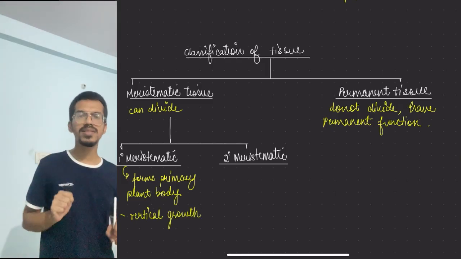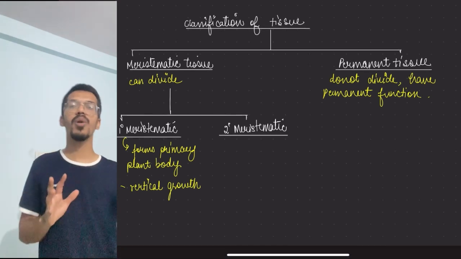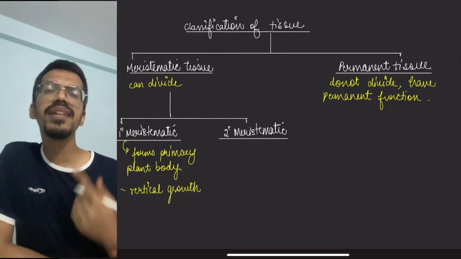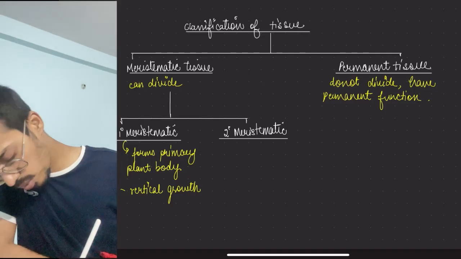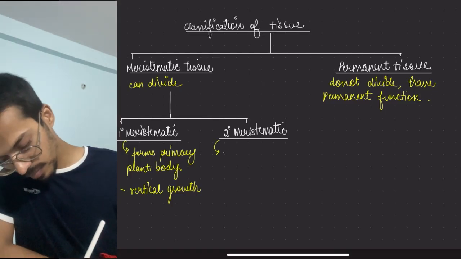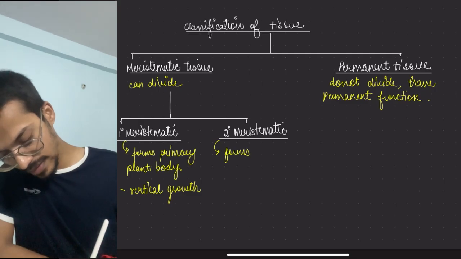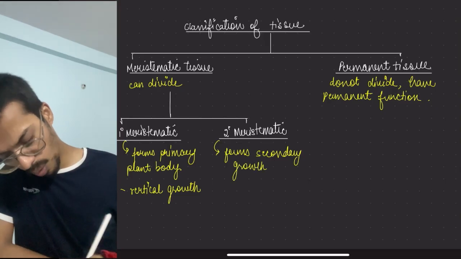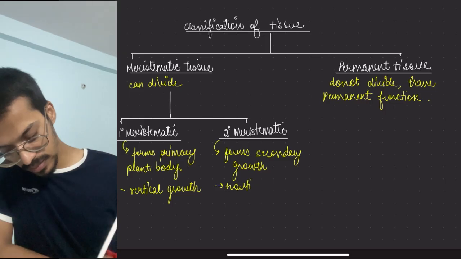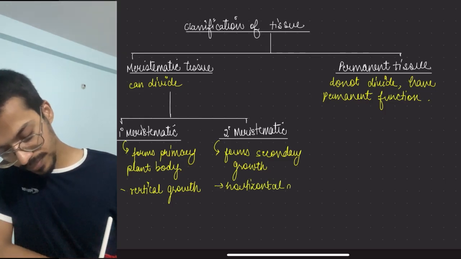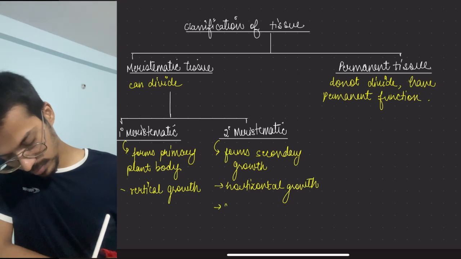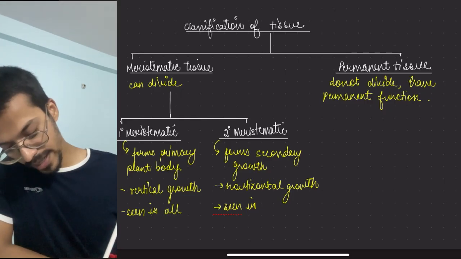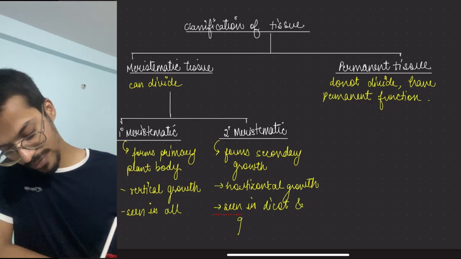Secondary meristem helps in forming the secondary growth, and it is not present in all plants. It is present in dicots and it is seen in gymnosperms. It forms secondary growth, often called horizontal growth. This you have to remember.